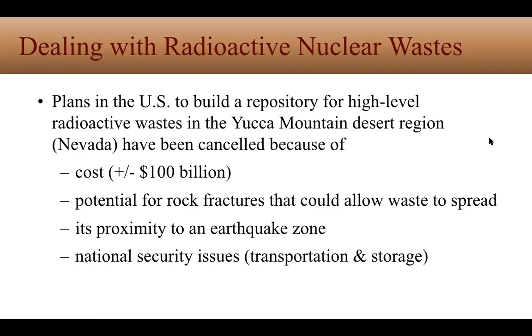So right now the plan is that there is no plan, and so as a result of that, we haven't built a new nuclear reactor in the United States since the late 1970s. As a result of the Three Mile Island disaster, but also because it's incredibly expensive to generate electricity using nuclear power, and we have these issues associated with disposing of the waste.